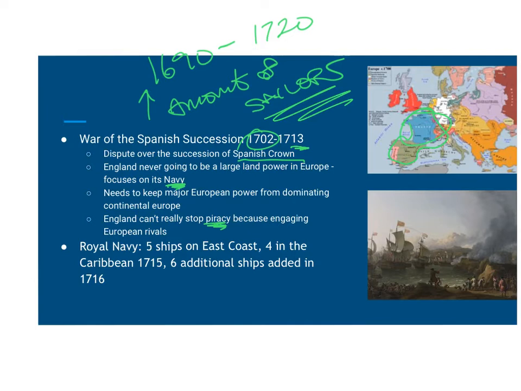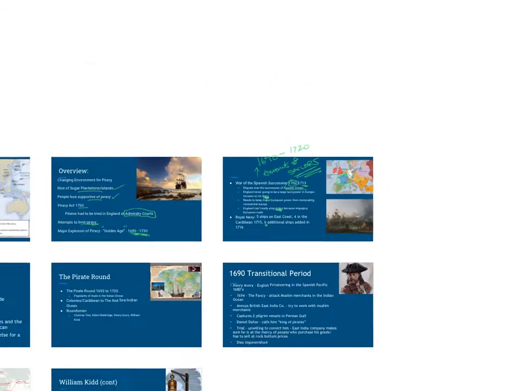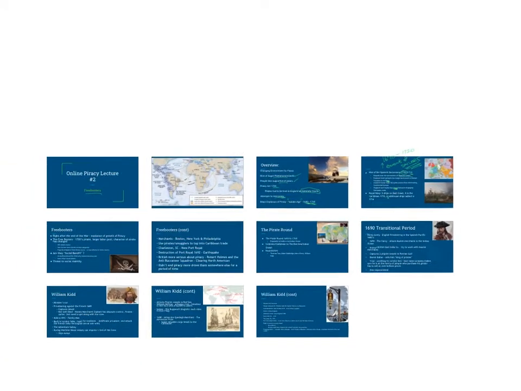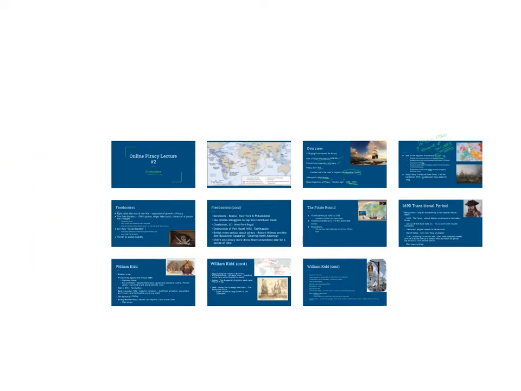Now, you can see down here the Royal Navy, right, 5 ships on the East Coast, 4 in the Caribbean in 1715, and by 1716 they start to add more. And this is going to start to shift the notion of, hey, we've got to take care of the piracy stuff here. A lot of the stuff we look at in this section is all happening at the same time, right? We're going to be in a 30-year period, kind of going back and forth.